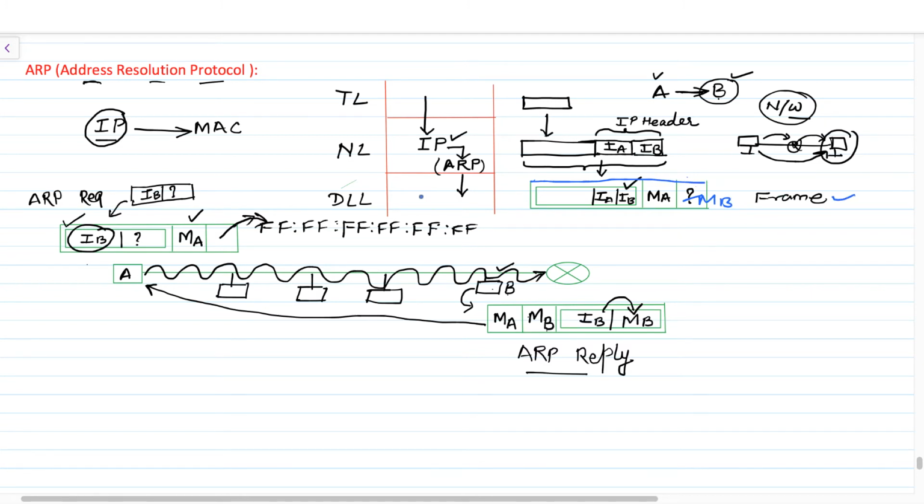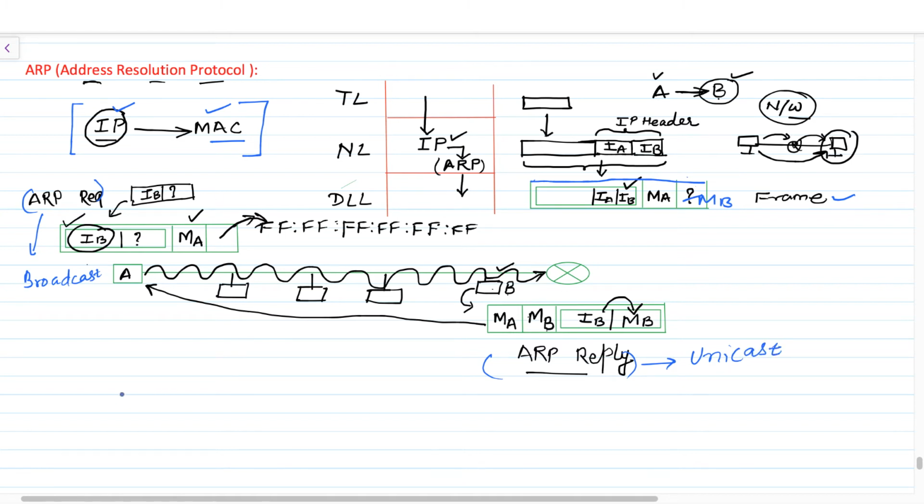Some important points in the ARP protocol: it is used to resolve addresses from IP to MAC. When we know the IP address of a host, in order to get its MAC address, the ARP protocol is used. The second point is that an ARP request is always a broadcast request, while an ARP reply is always unicast.